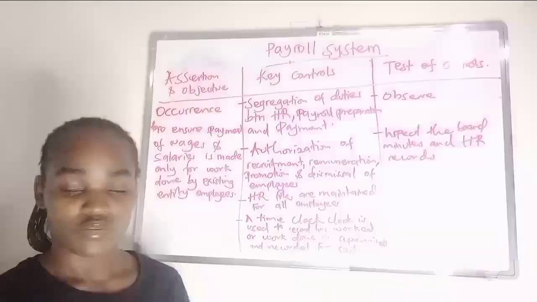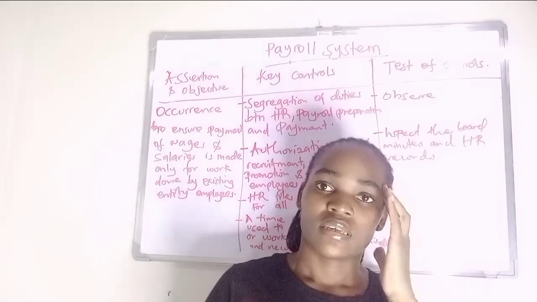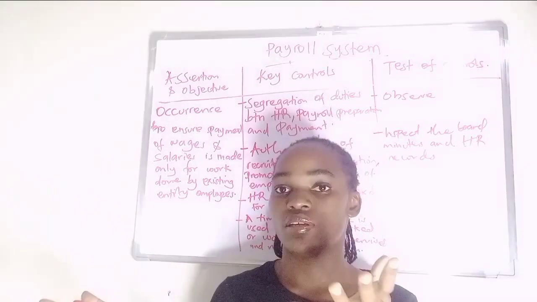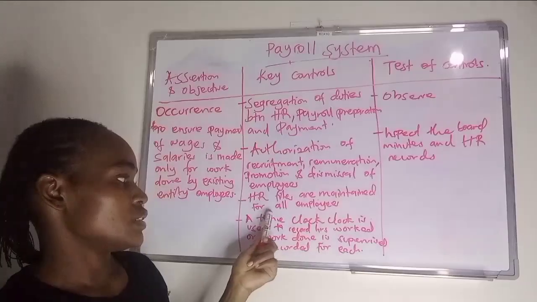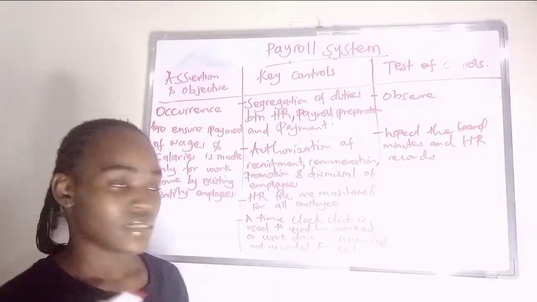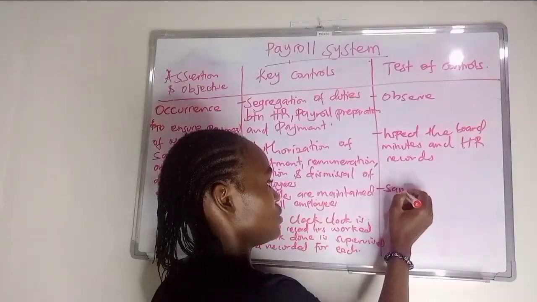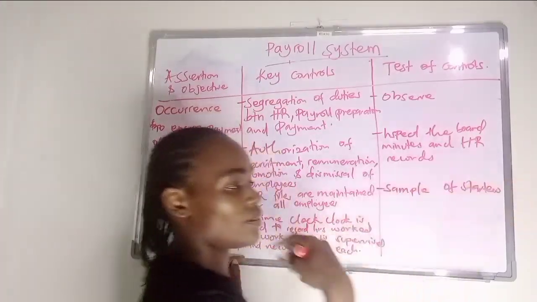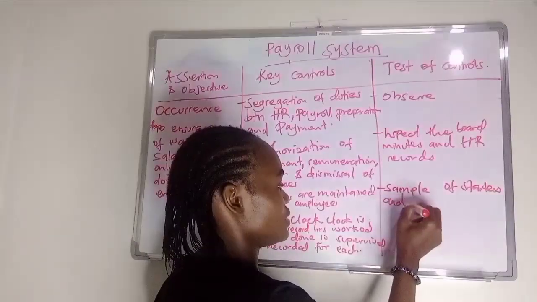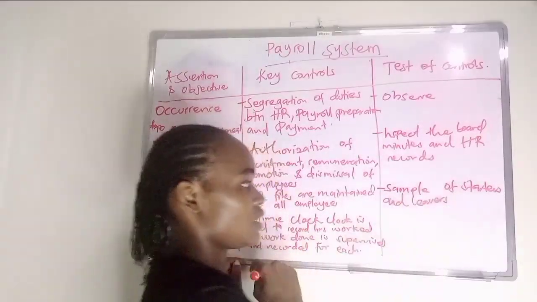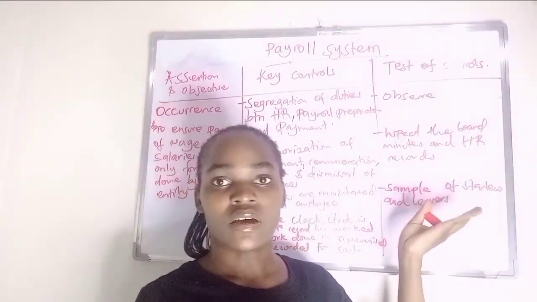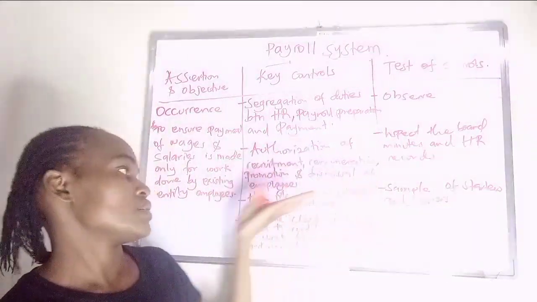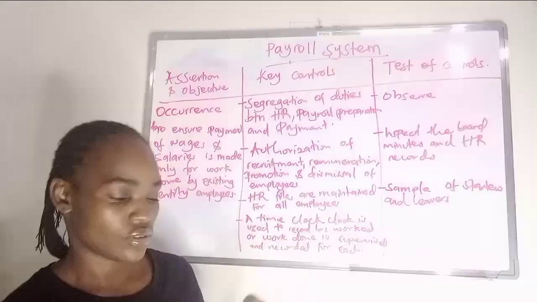Like, to avoid that thing of ghost workers, you make sure that HR files are maintained for all employees. So how can the auditor test this? So the auditor can get a sample of starters, like the people who just entered the organization, and then leavers, and then check if the proper human resource files are recorded about them. That's how the auditor can test this kind of control.